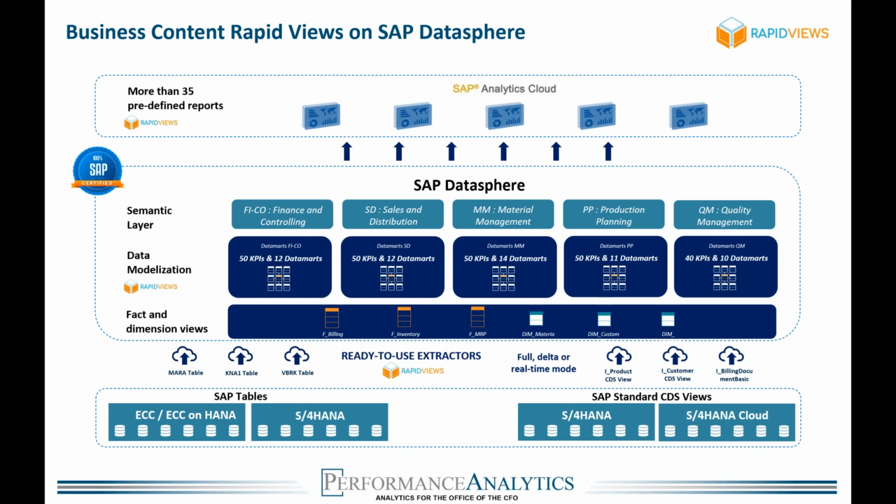After, if the customer wants, RapidViews can deploy a set of predefined reports, approximately 35, on the SAP Analytics Cloud platform. When SAP Analytics Cloud contains the reports, it can connect directly to the SAP DataSphere platform. The connection is native between SAP products. On the screen you can see all the content available from RapidViews to an SAP DataSphere platform: extractor, view, data mart, semantic layer, and report.